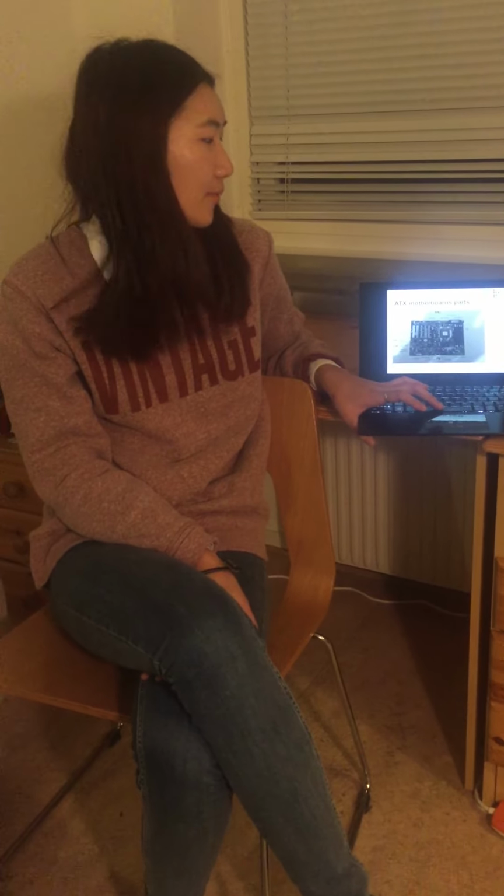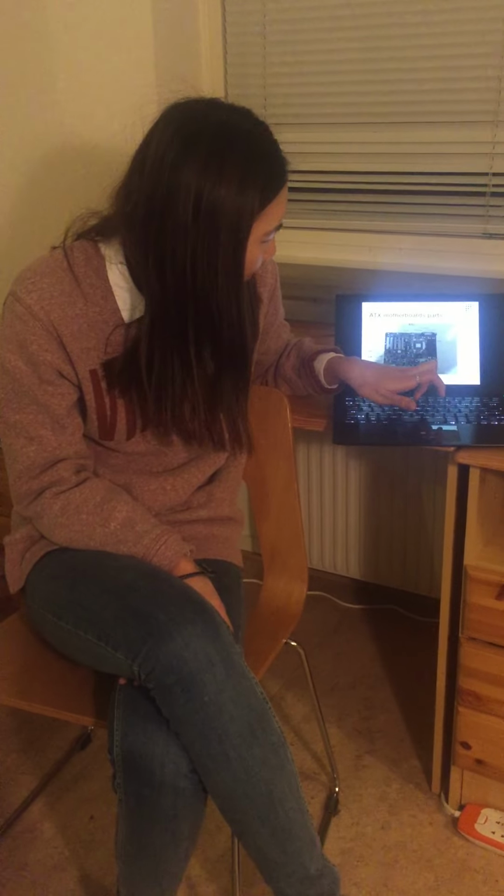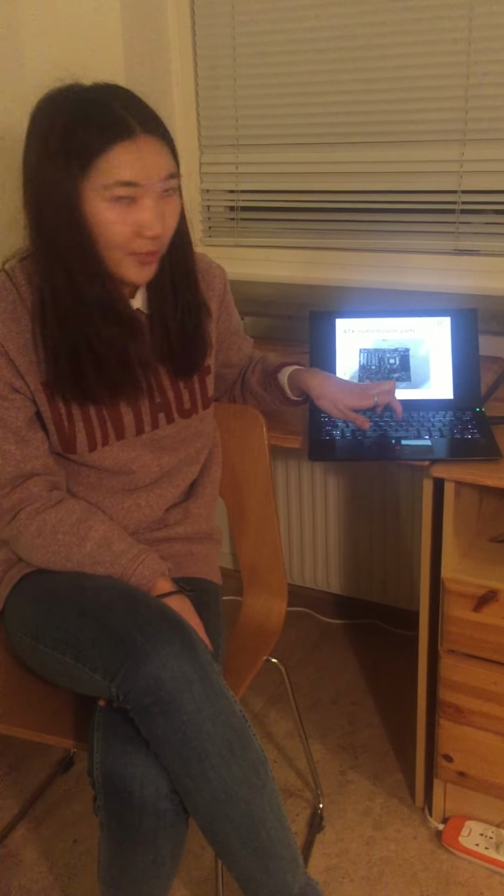The ATX form factor was created in 1995, along with Micro ATX and Flex ATX, two smaller versions of ATX. And this is the picture of the ATX motherboard parts. You can see that here is the north bridge and here is the south bridge.